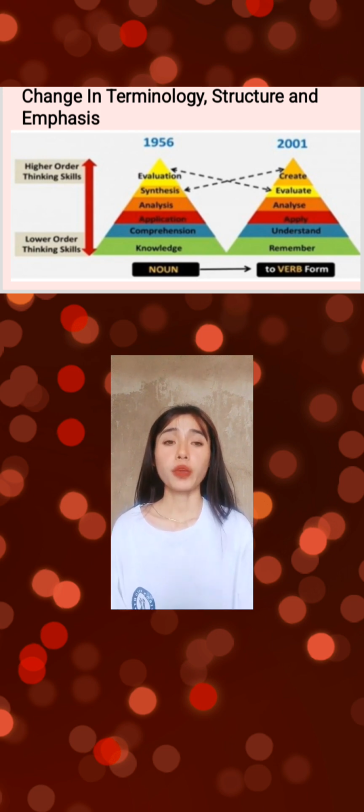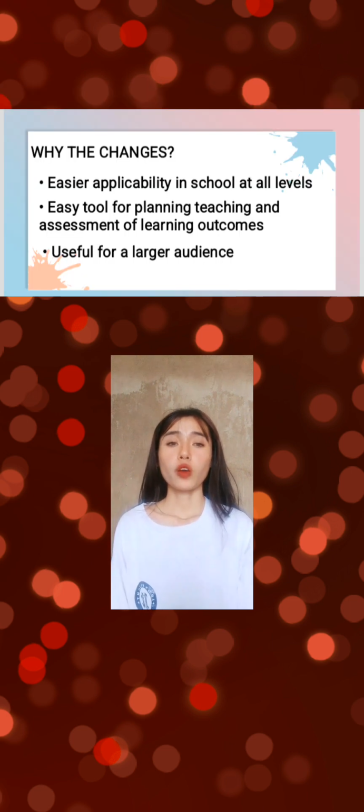This revised taxonomy emphasizes the active nature of learning and the cognitive process involved, making it a more dynamic and useful tool for educators in designing curriculum, assessment, and instructional strategies. This use of action verbs highlights the active role of the learner in each cognitive process. Why the changes? For easier applicability in school at all levels. So it is an easy tool for planning, teaching, and assessment of learning outcomes, useful for a larger audience.